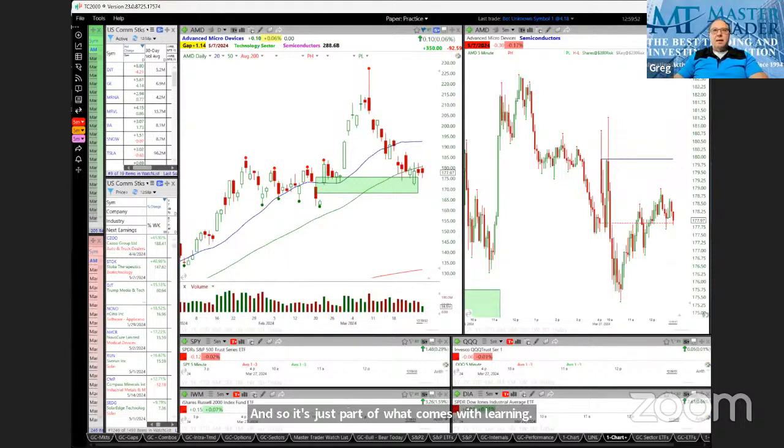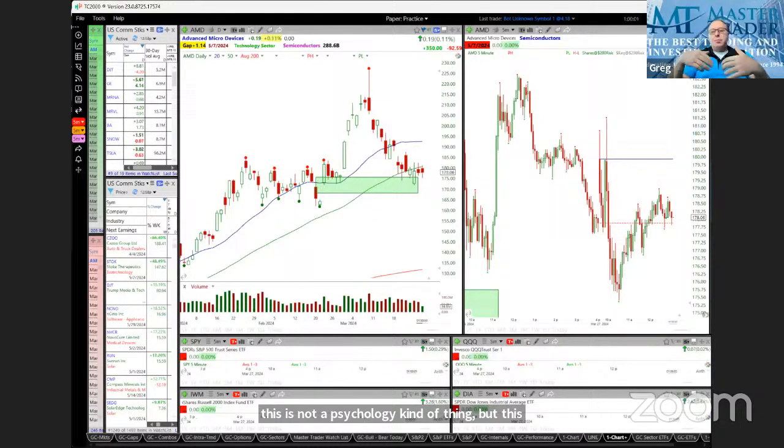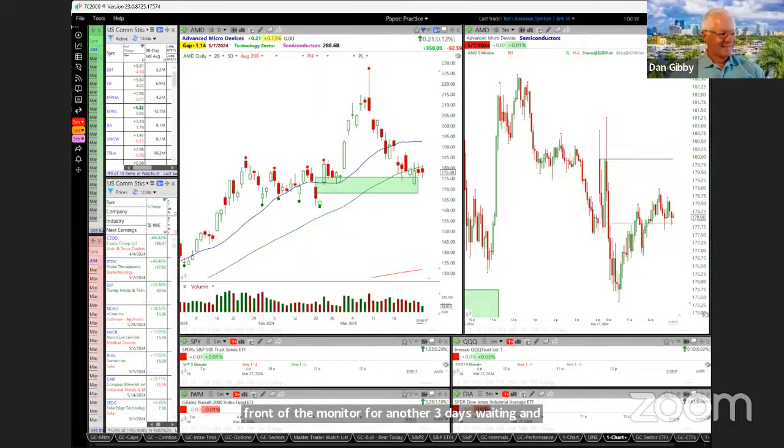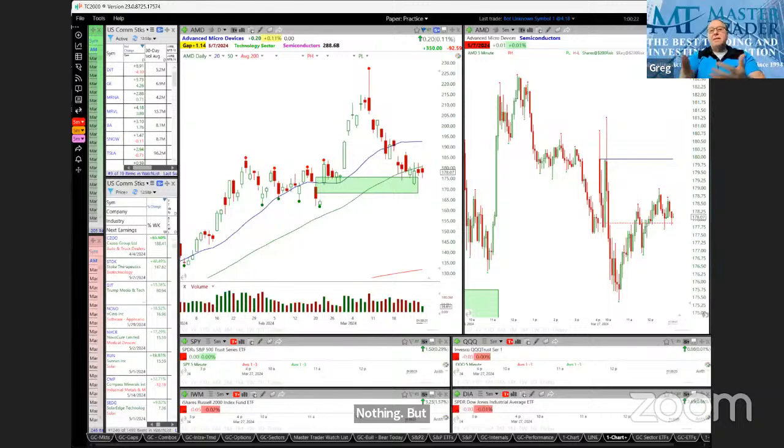Another thing, this is not a psychology thing, but it's related to the psychology, is the money management part. As we're trading, you can make the money you want to make in a few hours or 2 days, and then you're sitting in front of the monitor for another 3 days waiting. And it's like, what did I do for 3 days? Nothing. But maybe you have a different strategy.